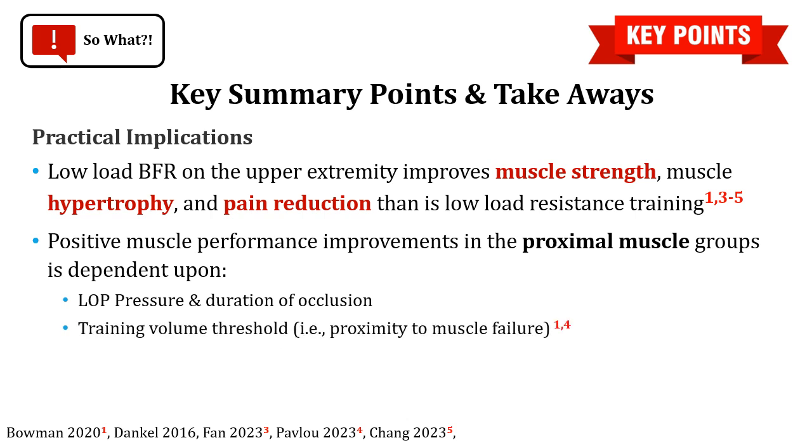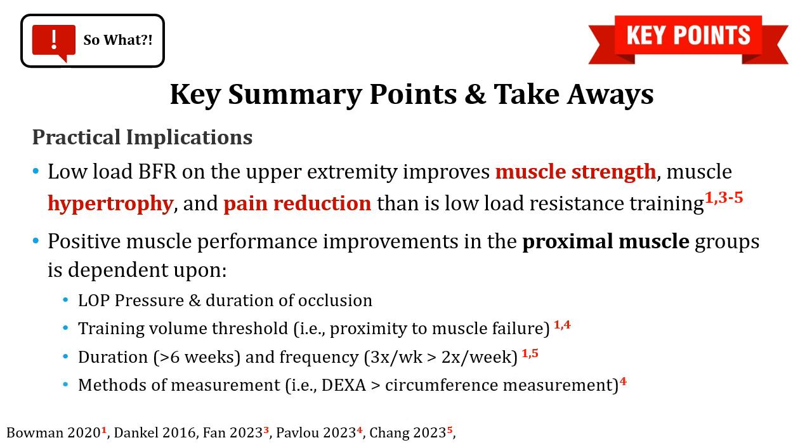The training volume threshold, i.e. the proximity to muscle failure, which increases the EMG, which shows to be an important indicator that we're going to get proximal gains. The duration, again, greater than 6 weeks, with the frequency 3 times per week being greater than 2 times per week. And the methods of measurement, these should be consistent with DEXA, MRI being superior to that of circumference measurements. So that's a lot of talk.